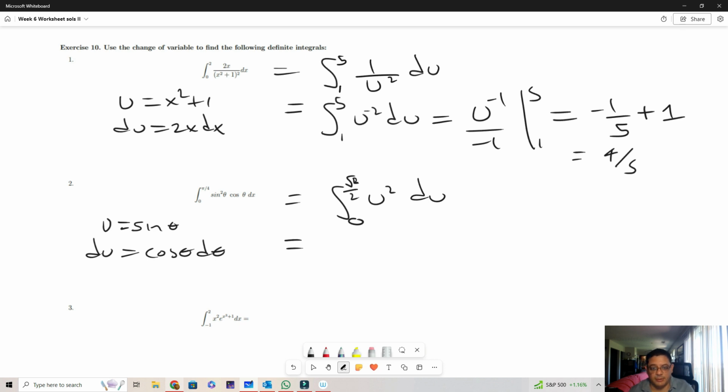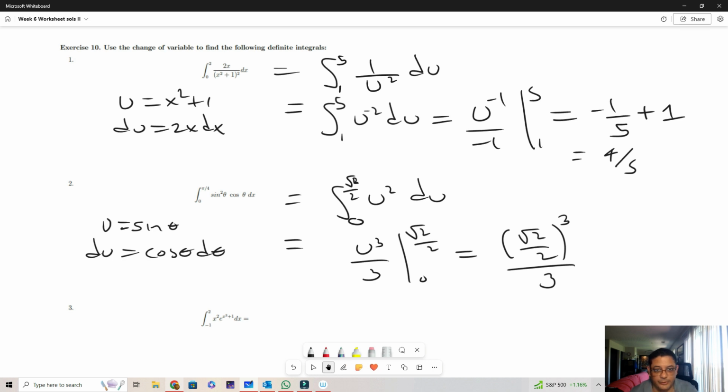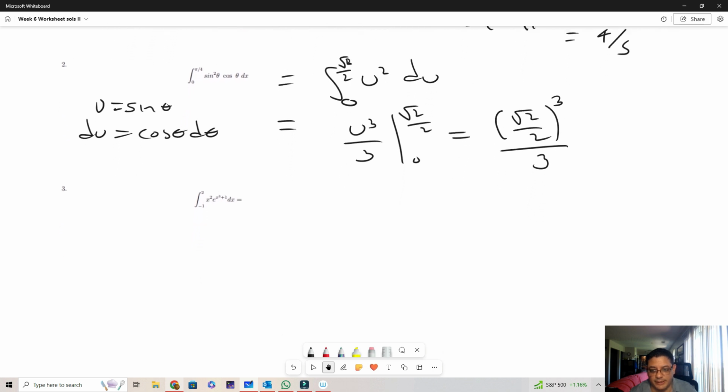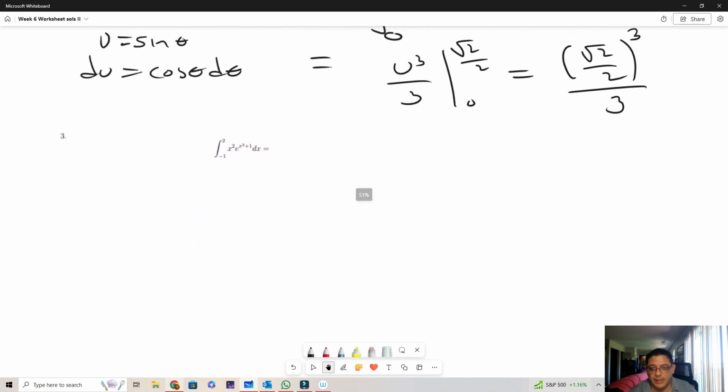And then when we integrate, this is u to the 3 over 3 between 0 and the square root of 2 over 2. So we're essentially just plugging in the square root of 2 over 2 as a relevant factor. And this is going to be the end result in here. You can simplify that if you want to, but if you leave it in there, it's also good.